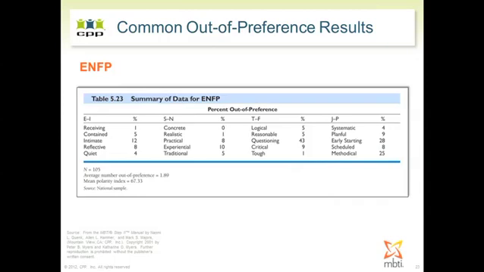So for example, for the question submitted about critical thinking, we see that 43% of people are out of preference on questioning. That particular facet would line up with the thinking preference, but we see that nearly half of ENFPs will show up out of preference on questioning. And if you think about it, the ENFP personality is very naturally curious, so it's common to see questioning show up as something that's out of preference for the ENFP personality type.